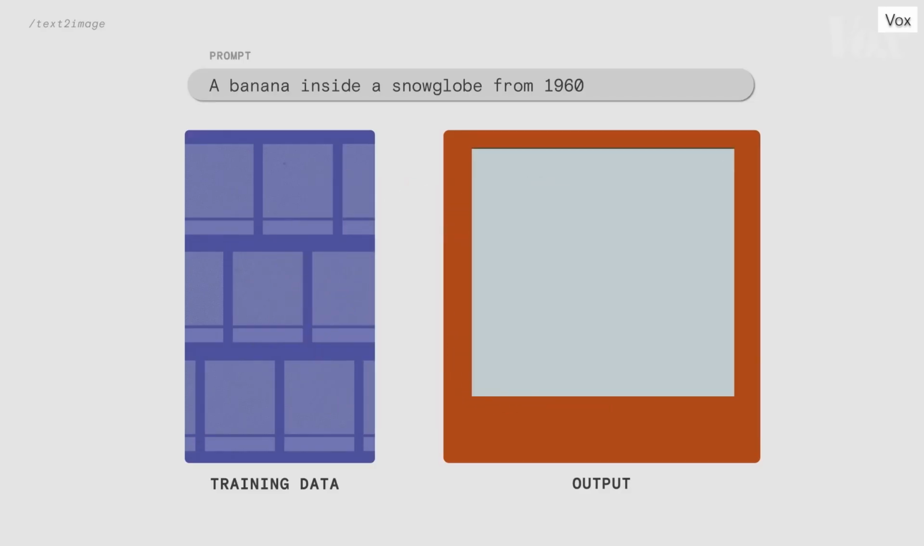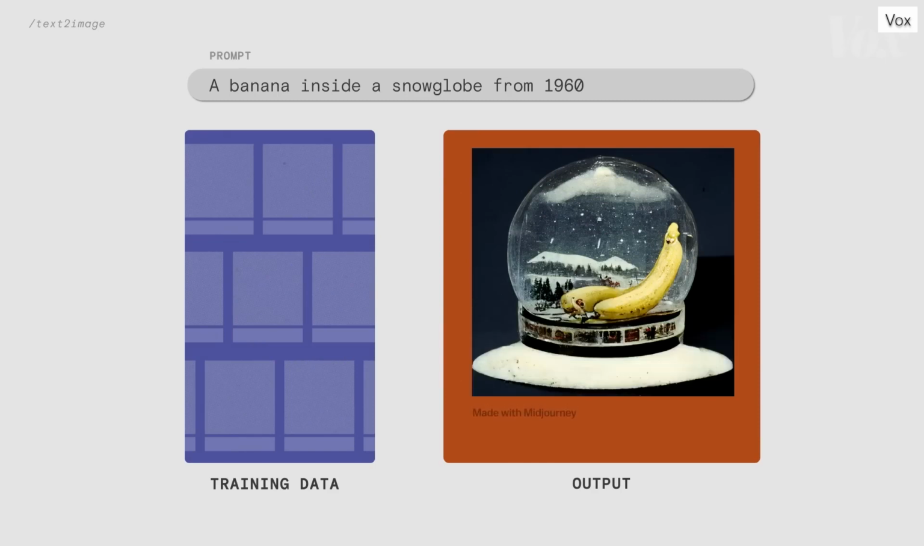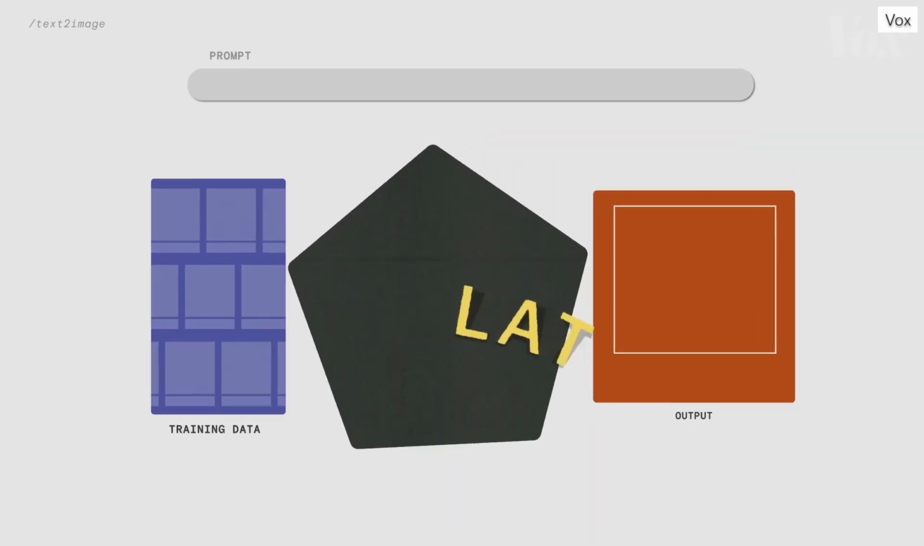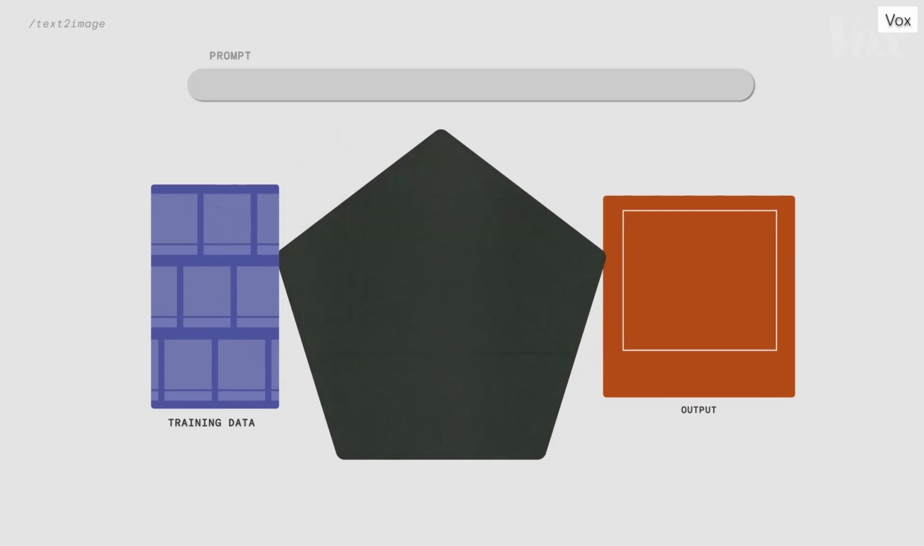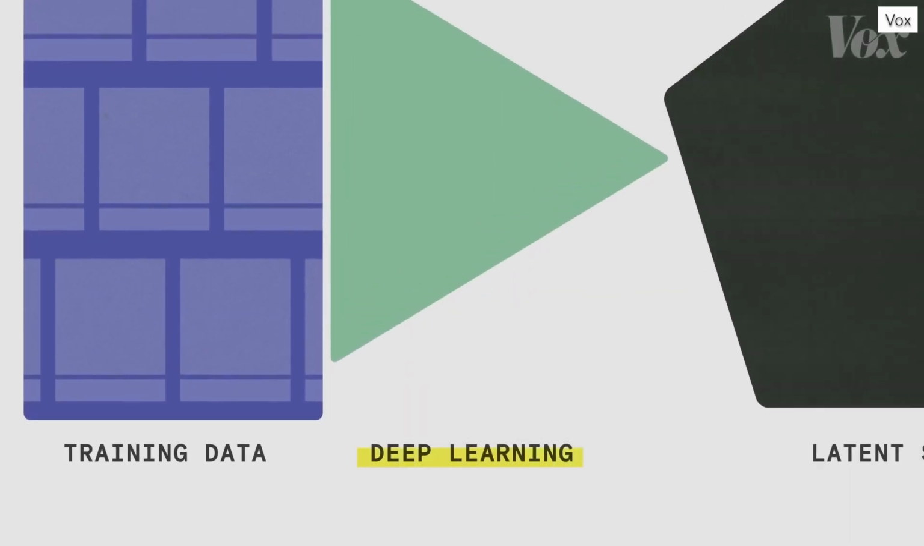But that's not what's happening. The new generated image doesn't come from the training data. It comes from the latent space of the deep learning model. That'll make sense in a minute. First, let's look at how the model learns.